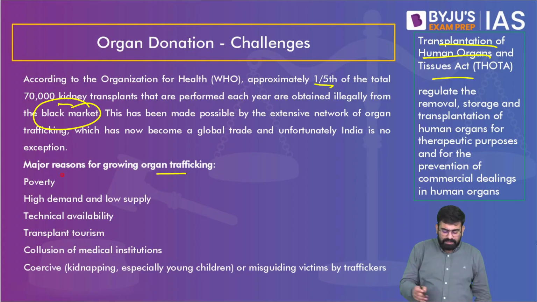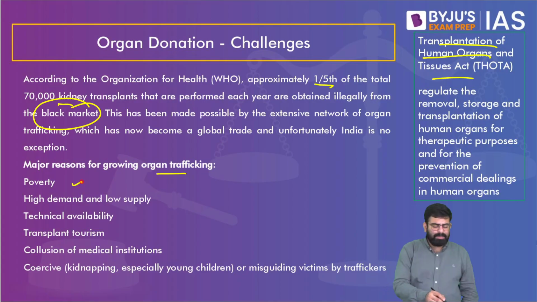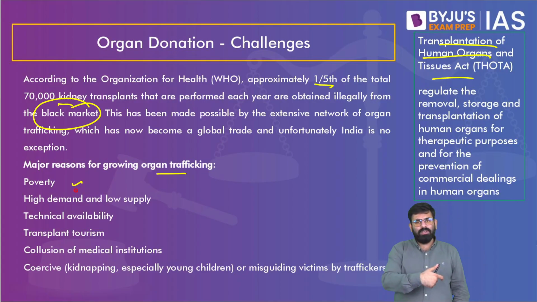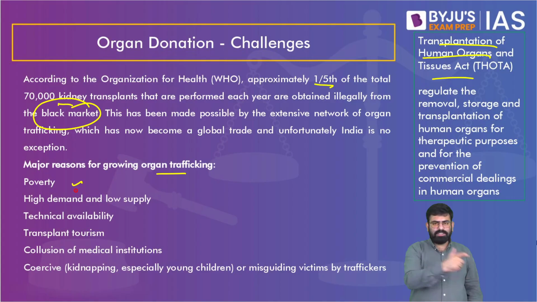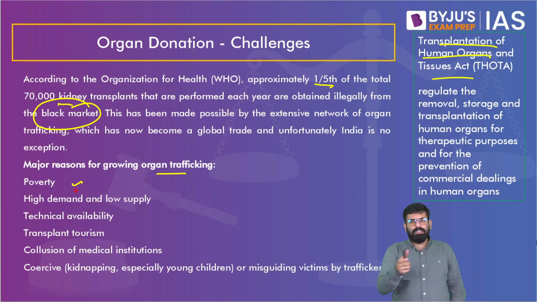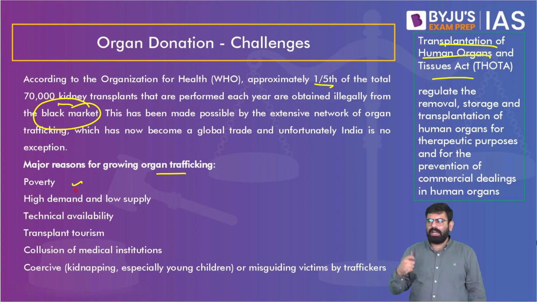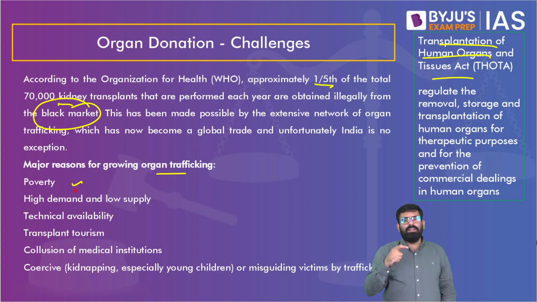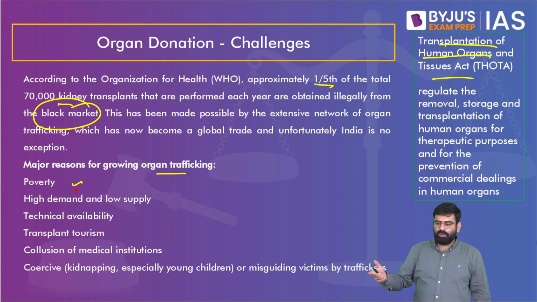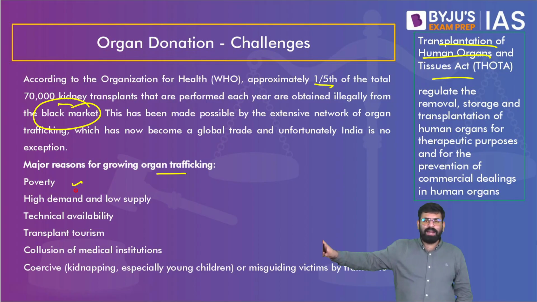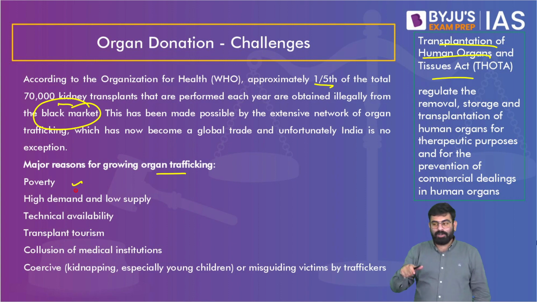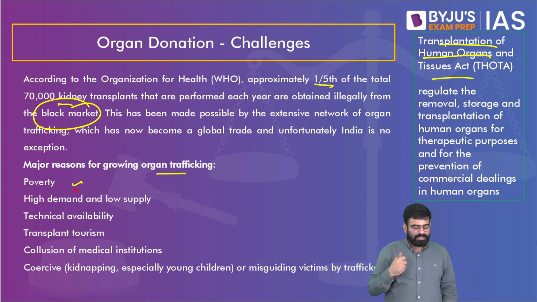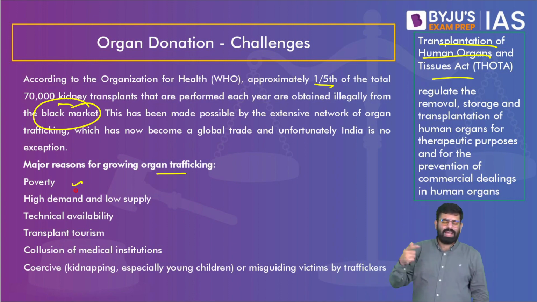So major reasons for organ trafficking: it can be poverty, because people are poor. One, they would agree to this commercial trade of organs. Second, because they are poor, they are unaware it can happen. And there was a recent movie wherein they say that, okay, we will treat you for your blindness, but the doctors try to remove one of his kidneys, right? So it can happen because of various reasons.